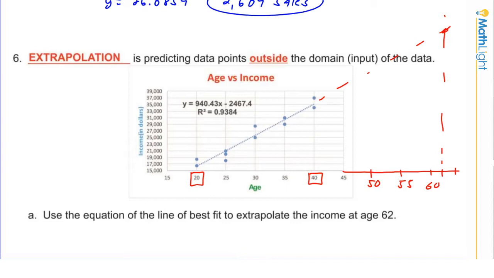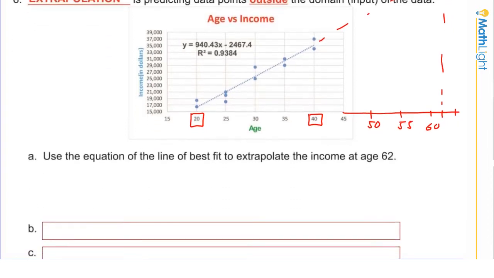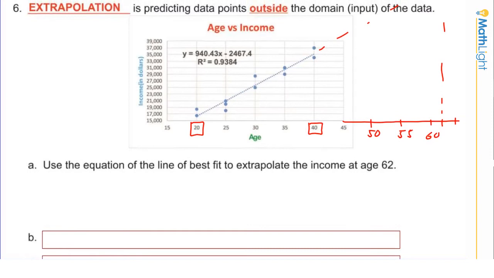Do you follow? See how we're extrapolating? We're outside the given domain, and we're going to predict what's going to happen. By the way, these are just predictions, and the prediction is based upon everything continuing as it is. All right, so do you want to pause it and try to get the value? Why don't you pause it and see if you can come up with a value?